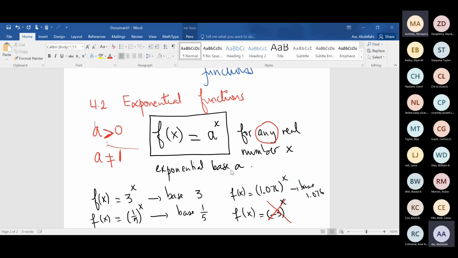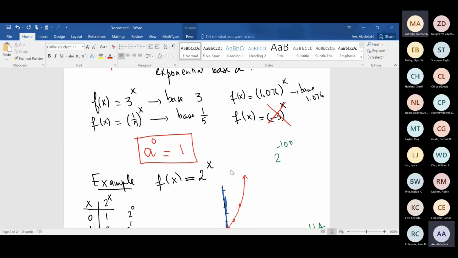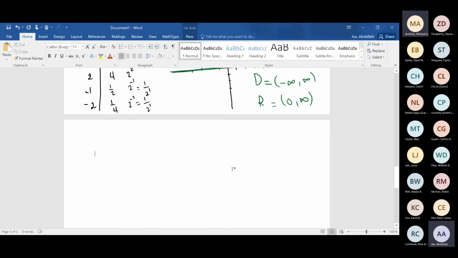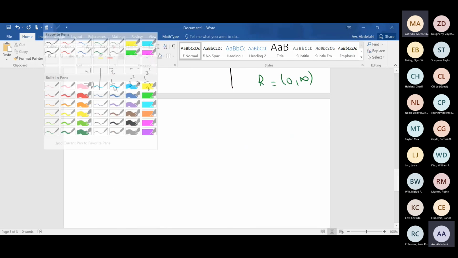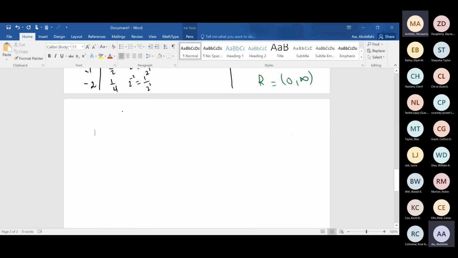Now, let's say the exponential base 1/2. F of x equals 1/2 to the x power. Go ahead, do the same stuff here. X, f of x: 0, 1, 2, negative 1, negative 2. Please go ahead, fill up the right column. At least we see what numbers you're going to find.